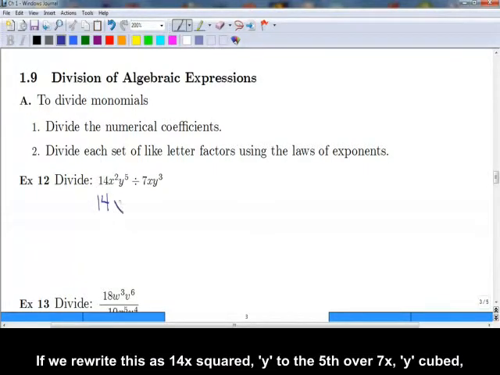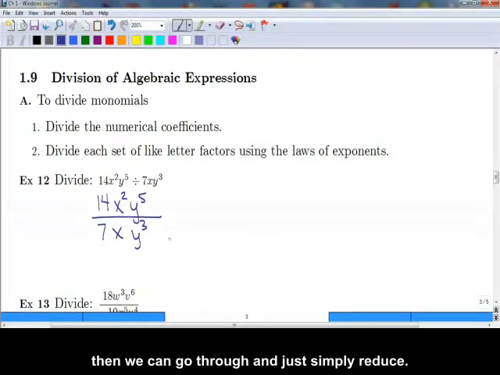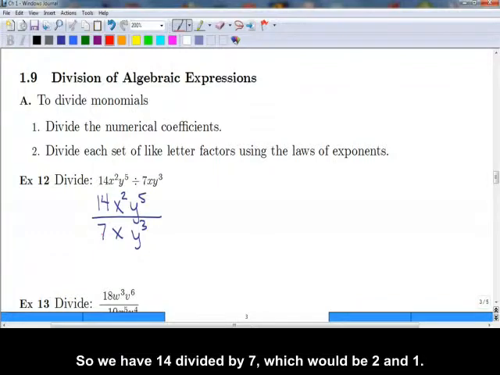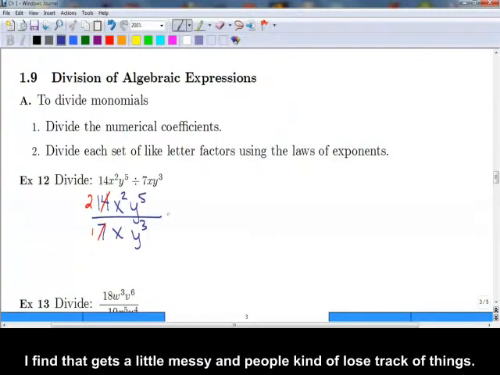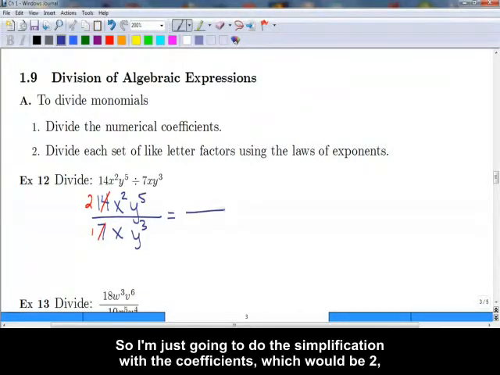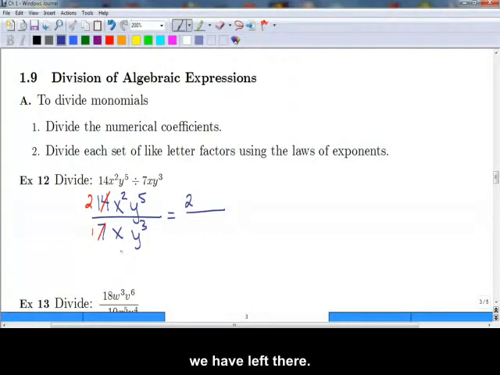If we rewrite this as 14x squared y to the fifth over 7xy cubed, then we can go through and just simply reduce. And so we have 14 divided by 7, which would be 2. Some people choose to kind of cross things out with the variables as well. I find that gets a little messy and people kind of lose track of things. So I'm just going to do the simplification with the coefficients, which would be 2, which we have left there.